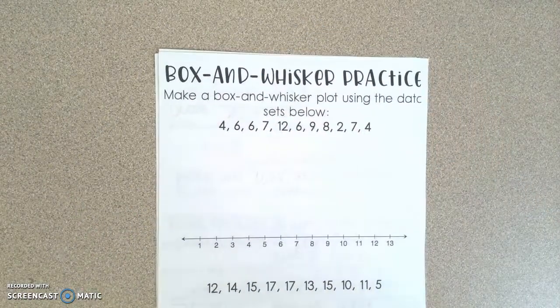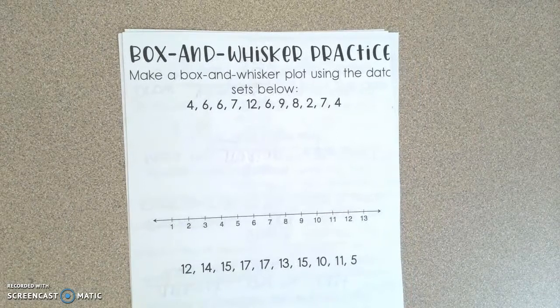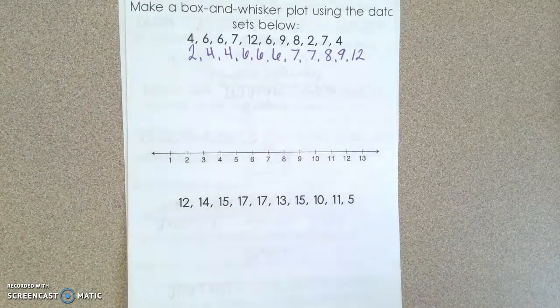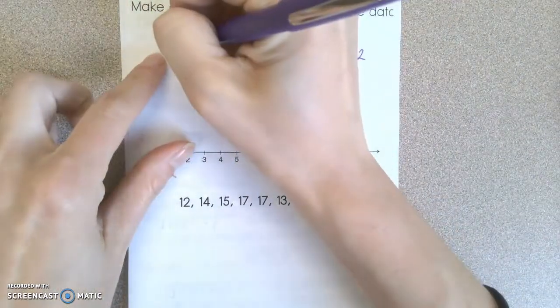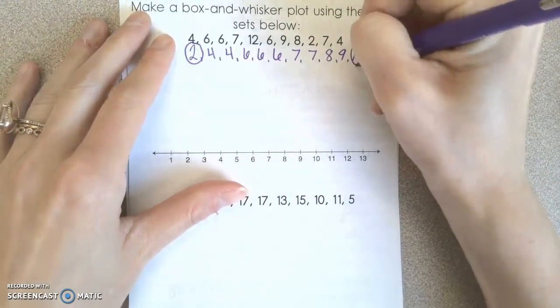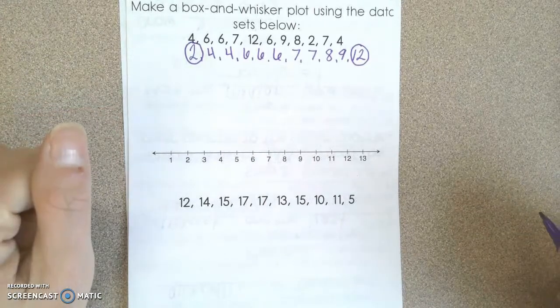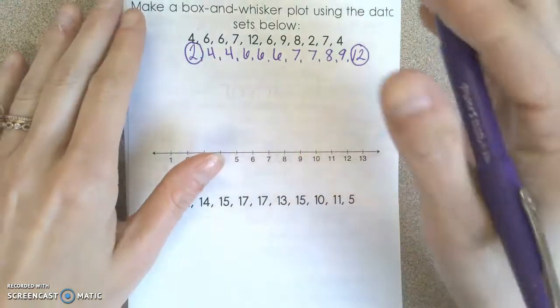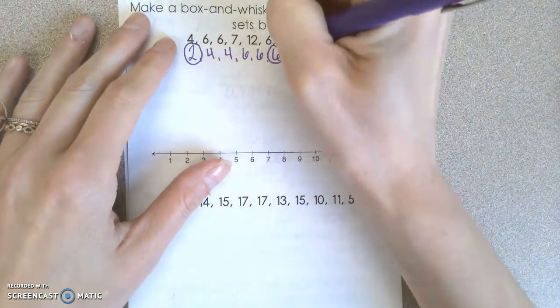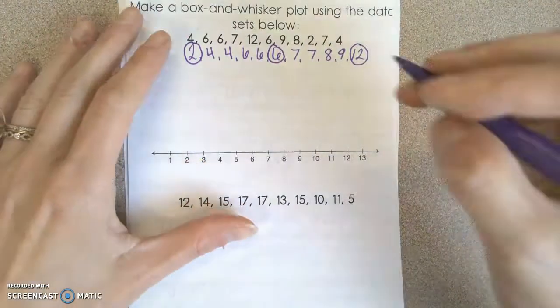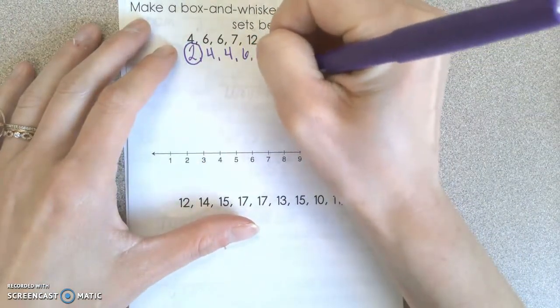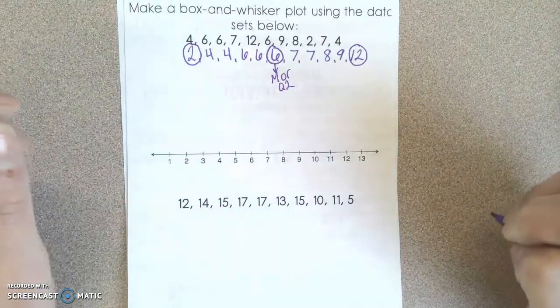So let's practice this. Okay, so first thing I want you to do is put the data in order from least to greatest. All right, then you need to identify your 5-number summary. So start with your least and your greatest values. So 2 is my least, 12 is my greatest. Okay, then you need to find your median. And once you've worked your way to the middle, that 6 is your median, or Q2, second quartile.